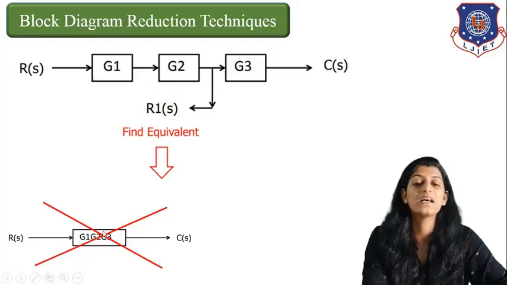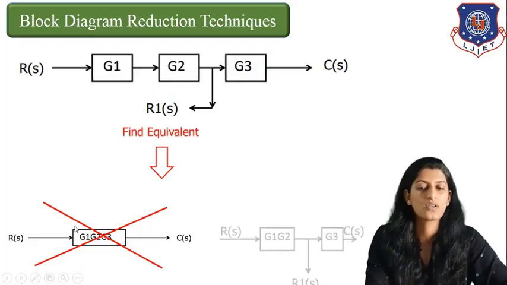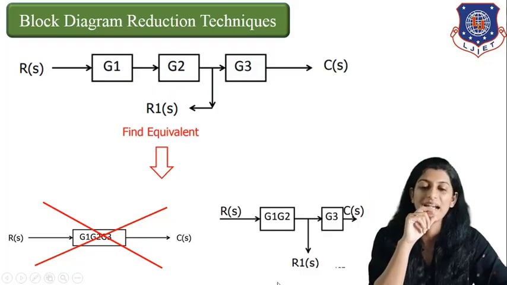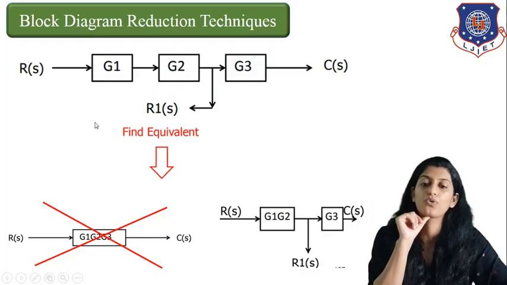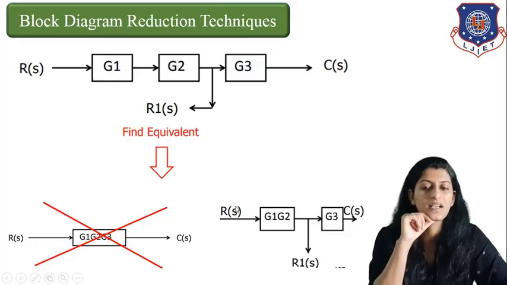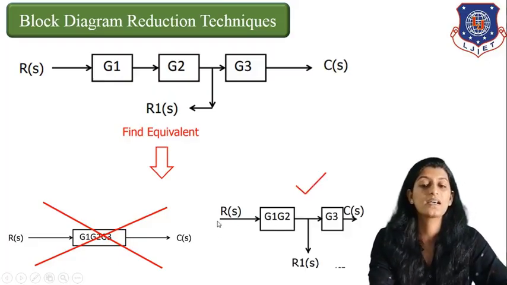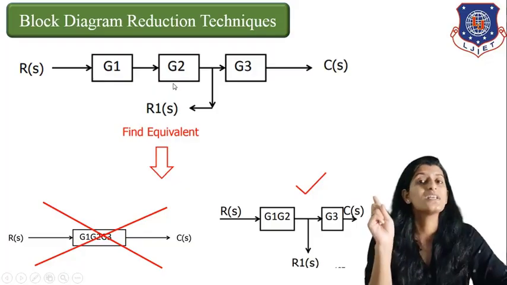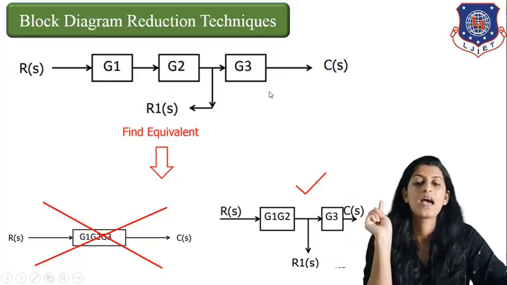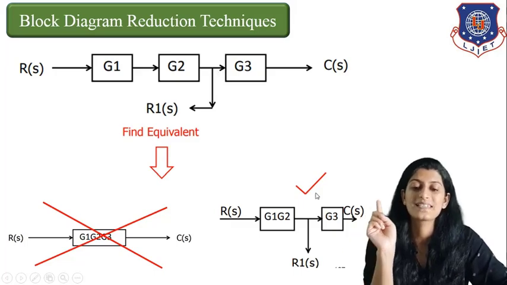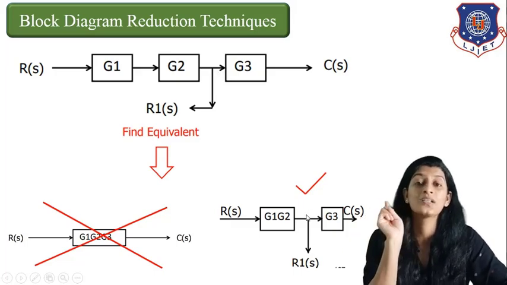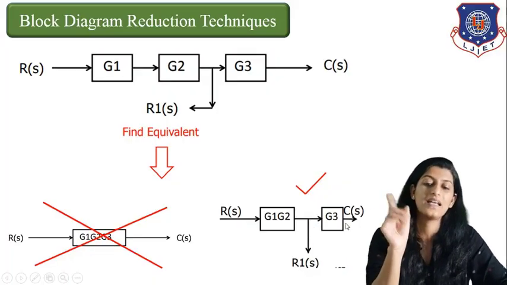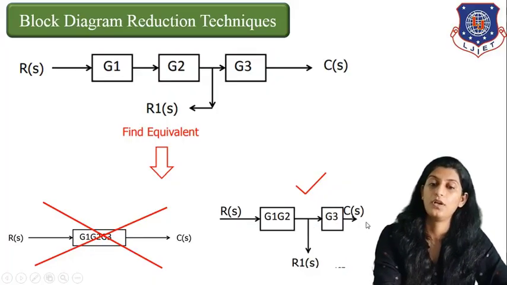So what is the correct method to reduce this particular block diagram? This is the correct way. R of S goes through G1 into G2 because they are connected in series. The output of G2 is subdivided, so you cannot write it directly. You need to write it as it is and then G3 in this particular form.